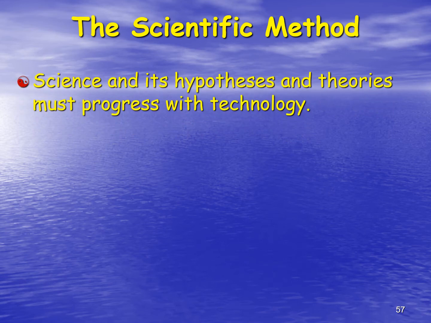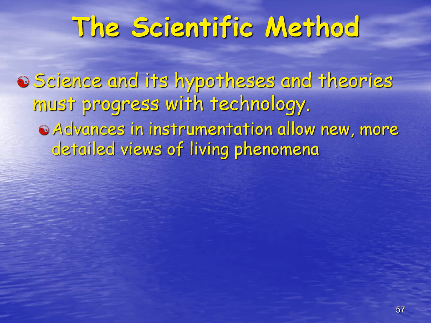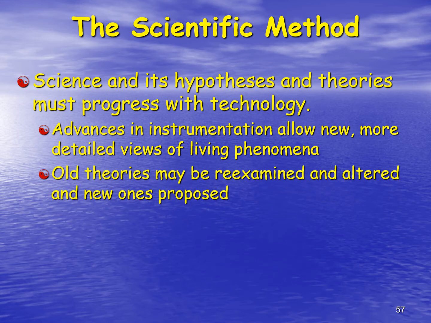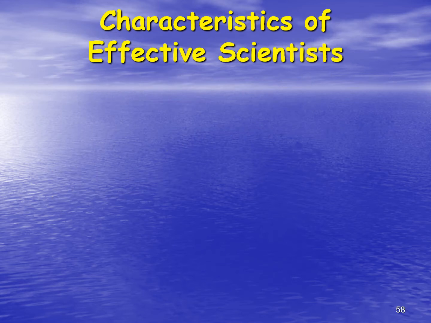Now, science and hypotheses and theories must progress with technology. Advances in instrumentation allow new, more detailed views of living phenomena. We went from the light microscope to the electron microscope. We can now visualize under the microscope the atomic level. So we've gone from Hooke's little boxes in the 1600s to now being able actually to see an atom. Old theories must be re-examined and altered, and new ones proposed with new technology.